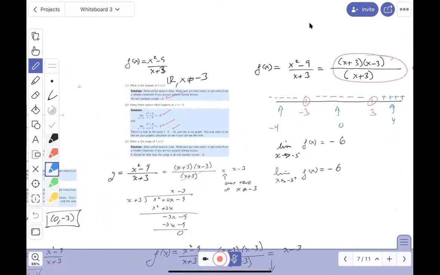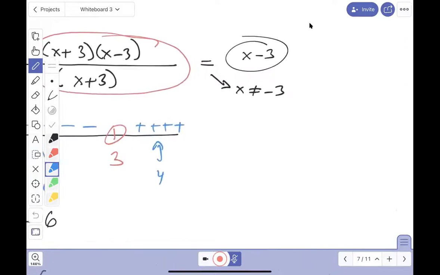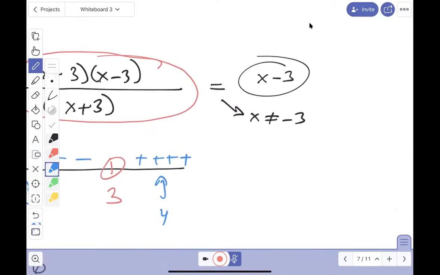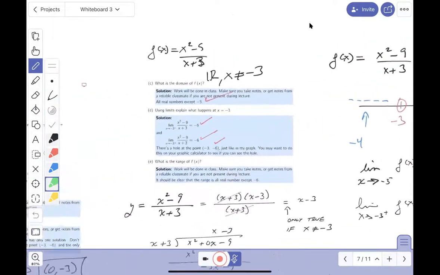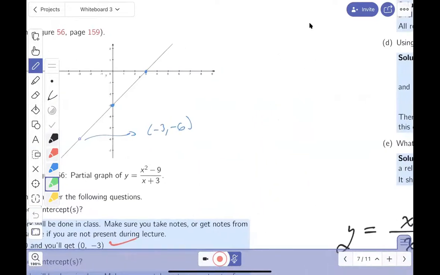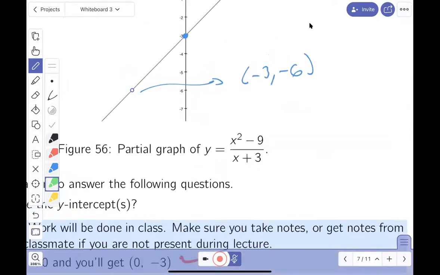And I'll go back over here. What's the easiest thing to graph out? And I want to point out, this is really easy to graph. But it's only true if x is not -3. And what is this thing over here? It's a line. Let's go back over here and let's see if we got a line. Yep. Let me draw the picture.